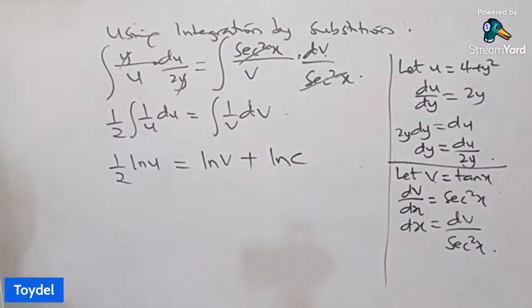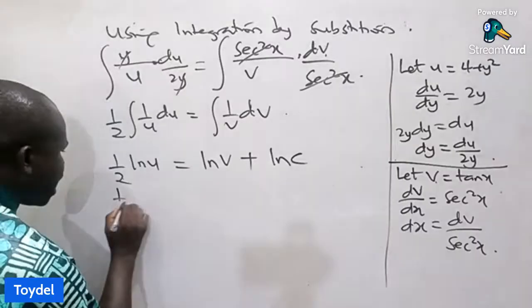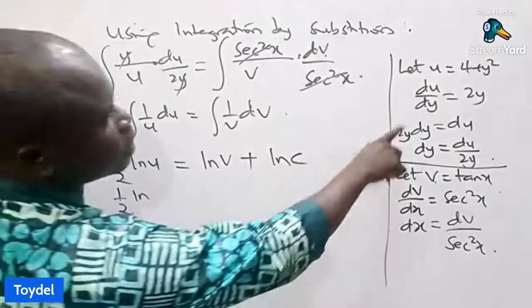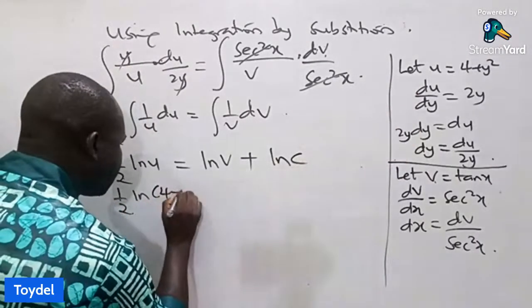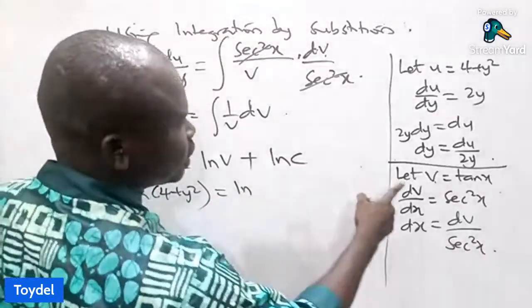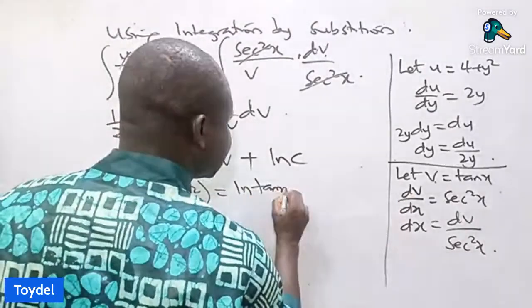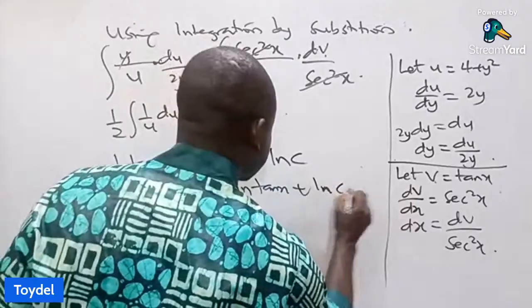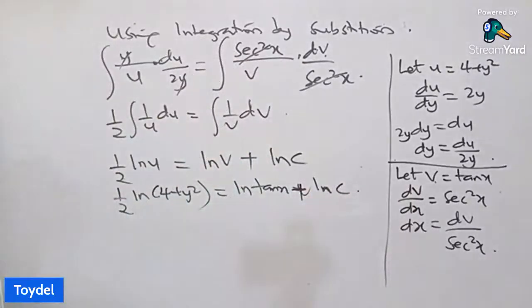So from here, what do we do? From this point, what do we do? So what is u? We change it. Half ln u is what? Half ln of 4 plus y squared. It's equal to ln v, which is equal to what? Tan x plus ln c. That's what we are going to get.